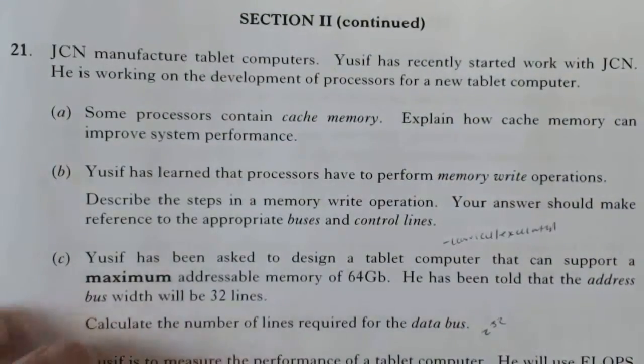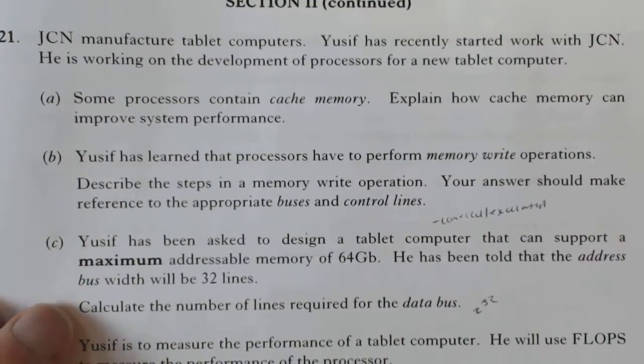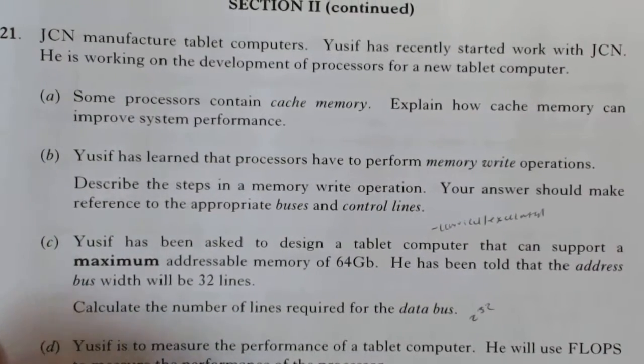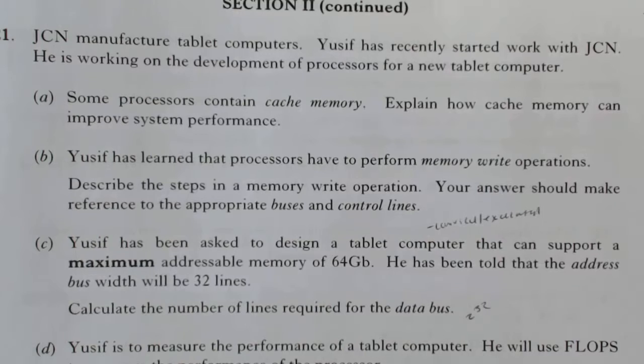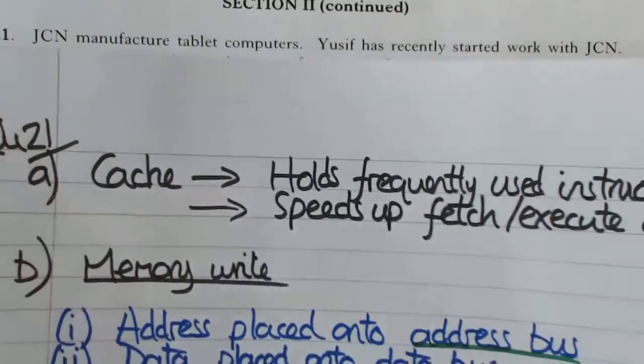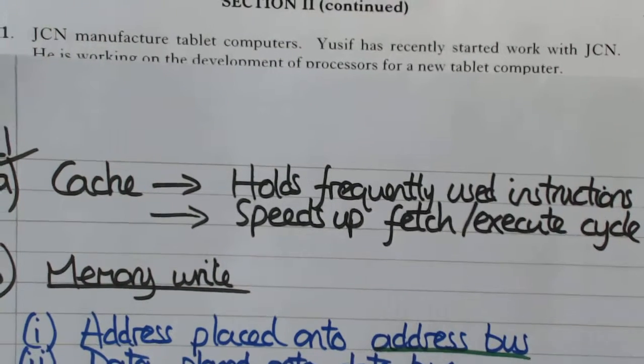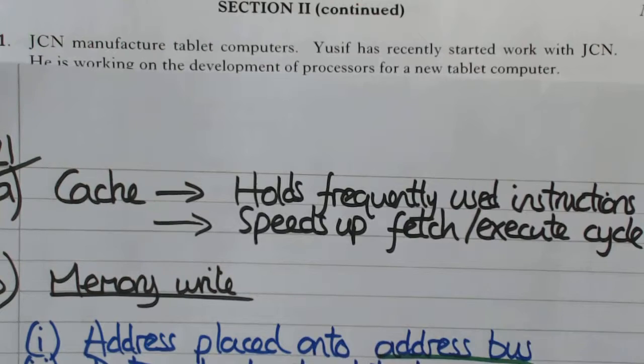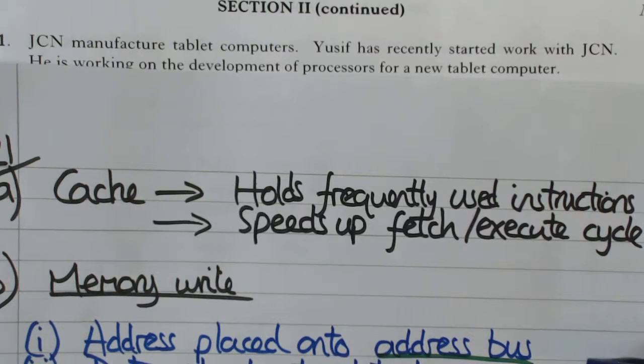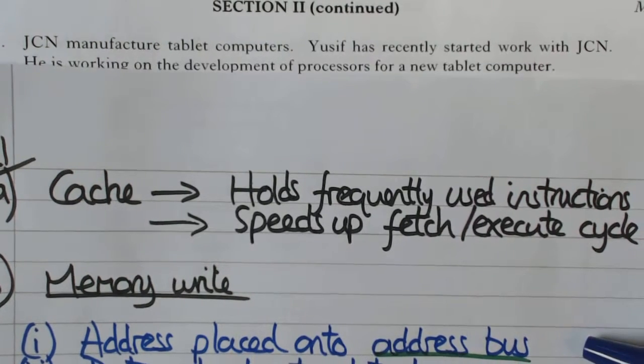Right, they're then saying that Yusuf has learned that processors perform a memory write operation. Describe the steps involved and make use of the buses and control lines. With any memory read or memory write, the first thing is you have to have the address of the piece of memory that you're going to write to or read from. In this case, memory write, so we'll stick with that. The address is placed onto the address bus. So it's the address of the location of memory you're going to write to.